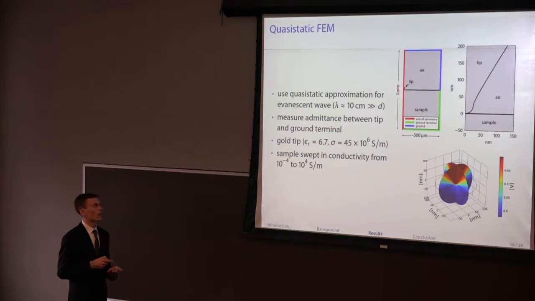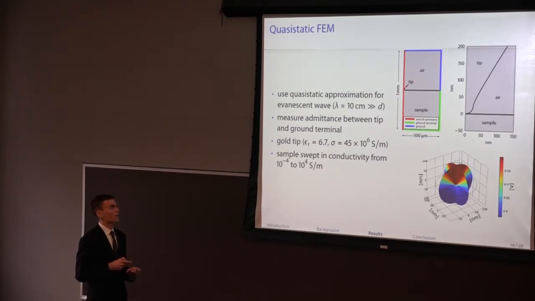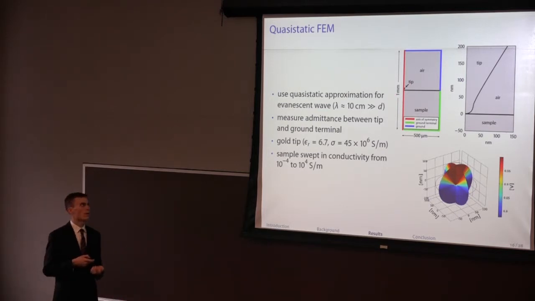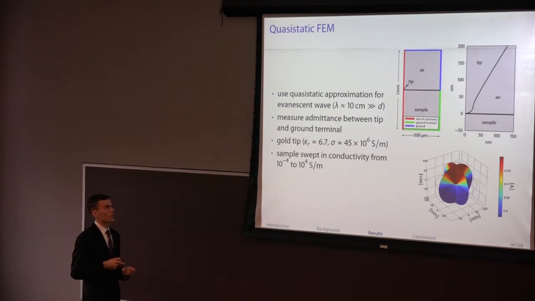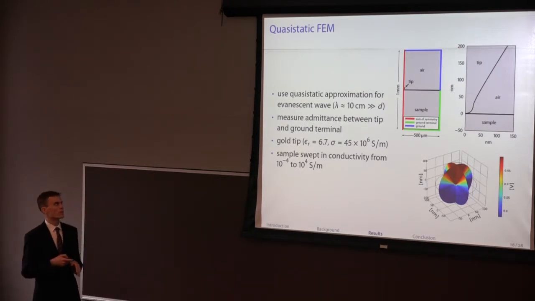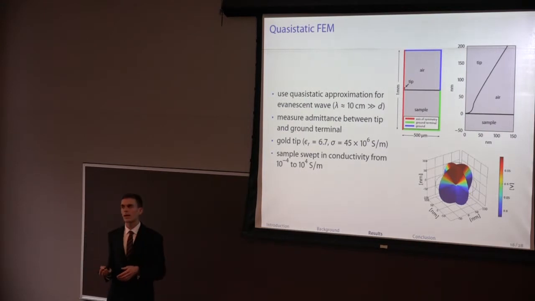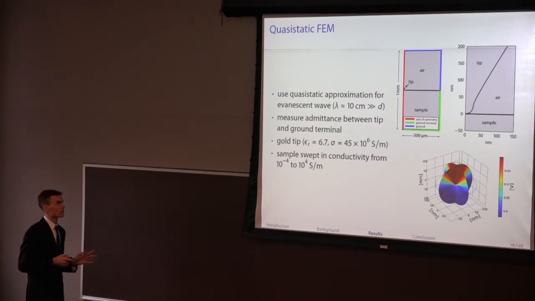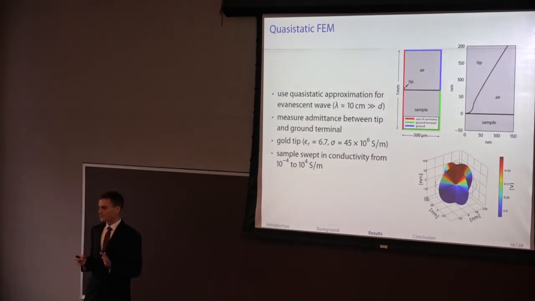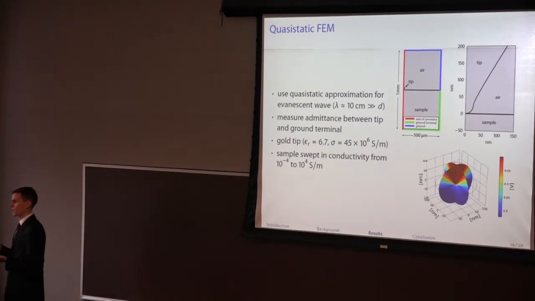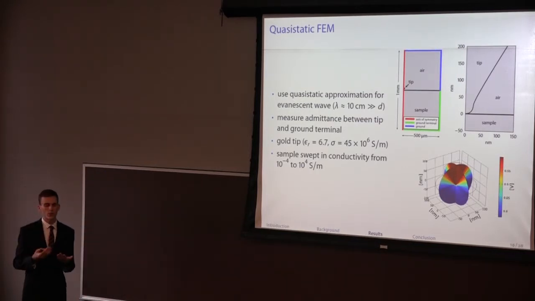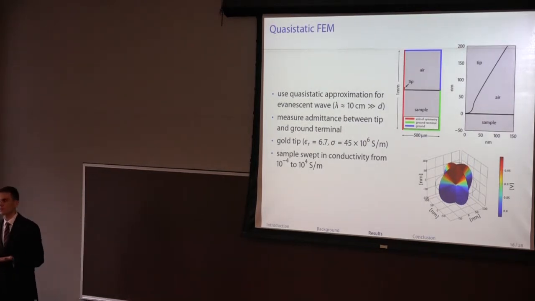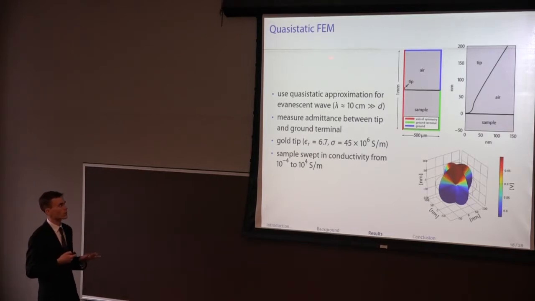But I have my tip in contact with the sample. I apply some harmonic 3 gigahertz electrical signal to the top of the tip. And ground the back of the sample. And I said you didn't have to ground, but I'm just doing that because I'm using a quasi-static approximation here. I don't need to do a full wave simulation, basically, because the relevant depth that I'm considering here is much, much smaller than the free space wavelength at 3 gigahertz, which is about 10 centimeters. So I can use this quasi-static approximation.